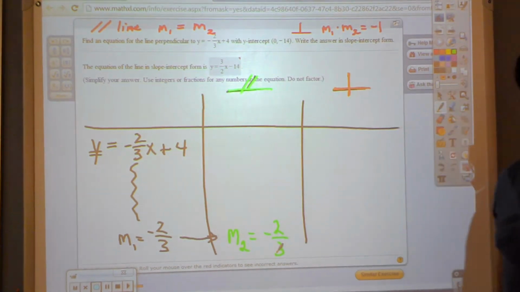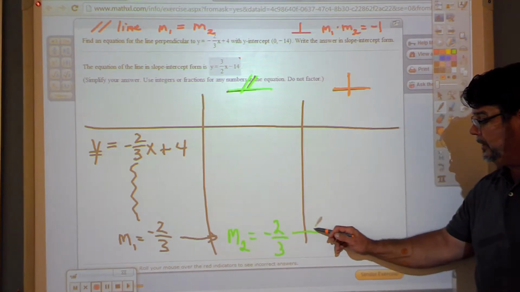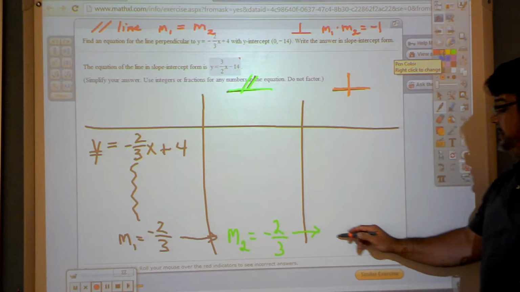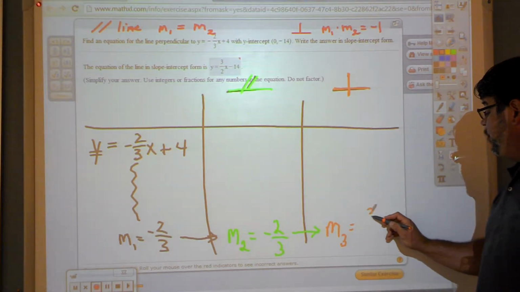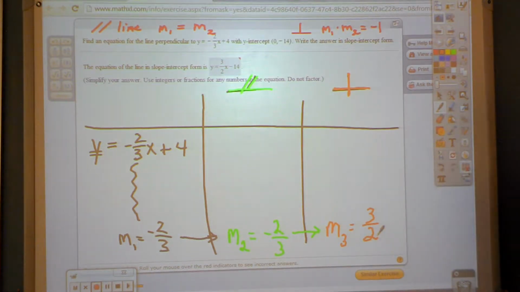Okay? All right? Then you draw another arrow into the third column, and your orange slope is going to be what? 3/2. Why is it 3/2? Because it's the opposite what? Reciprocal. And that's what you do for your parallel and your perpendicular line.